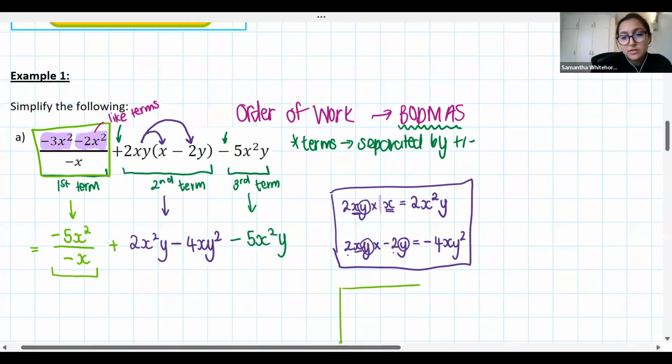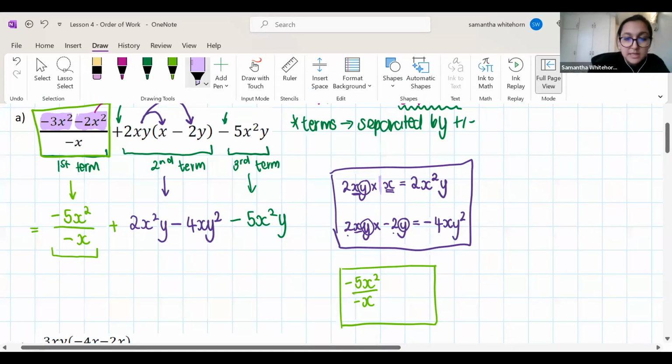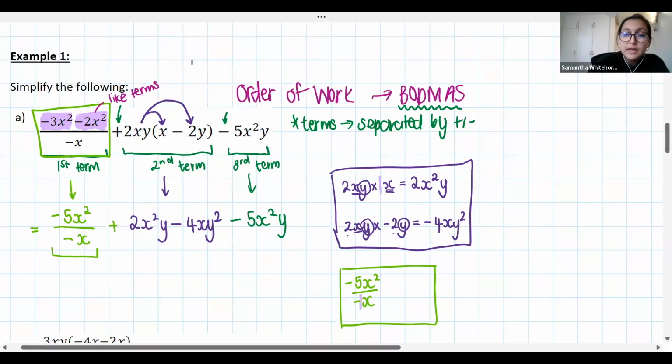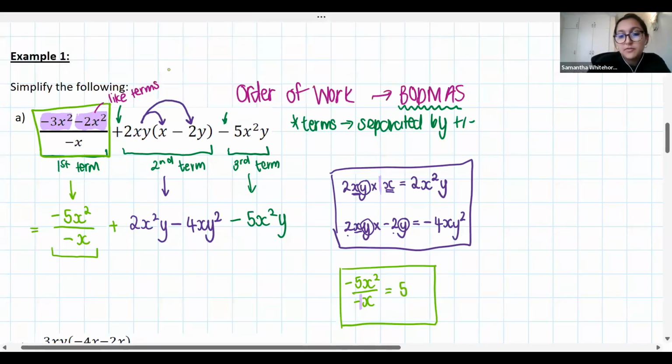So if we do a little division block here and figure out what's going on, we have got a negative 5x squared divided by negative x. If you want to write it with a division sign, that's fine. It's up to you. It doesn't really matter, but remember that you are dividing. So first thing, a negative divided by a negative is a positive. Again, remember that in front of this x in our denominator, we do have a 1. So 5 divided by 1 is positive 5.